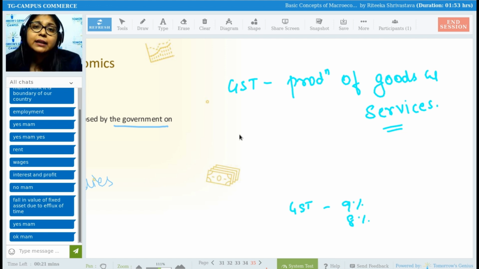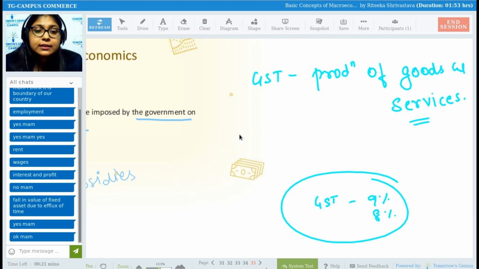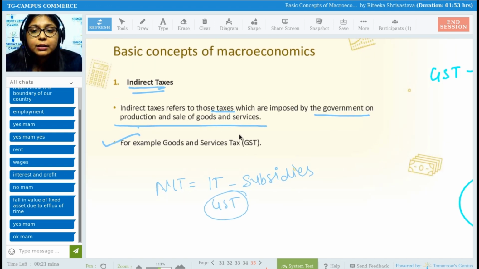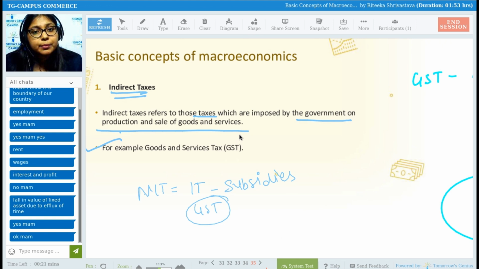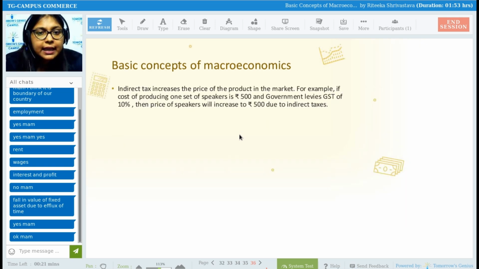Or also for that matter, if not that, then you go to a movie theater, restaurant, they will charge you GST. So GST or indirect tax is nothing but the taxes which the government is going to charge on the manufacturer for the production of goods and services. So indirect tax increases the price of the product in the market.